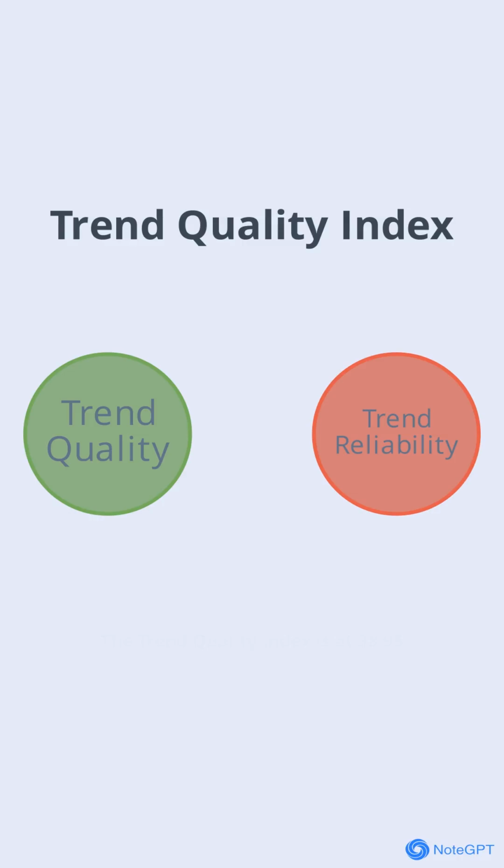The Trend Quality Index is at 38.95, indicating that the current trend is not particularly strong. This index measures the consistency and reliability of the trend. Lower values suggest that the trend may be choppy or prone to reversals, so traders should remain vigilant.